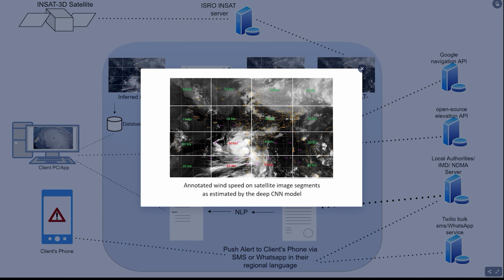The wind speed estimates along with the individual sections will then be stitched back to get the entire image in the original satellite form. This way, we will have the entire image along with the sections. The image with the sections will be stored in the database.